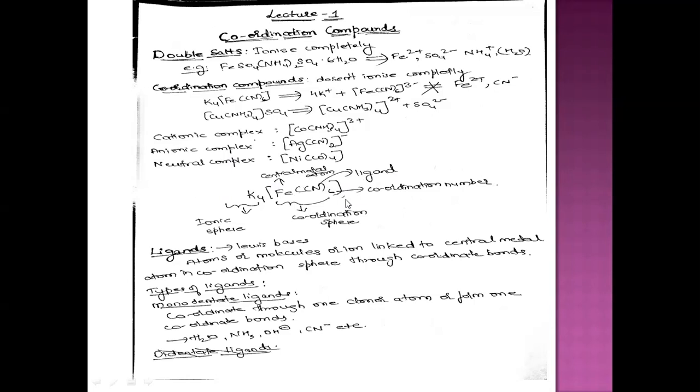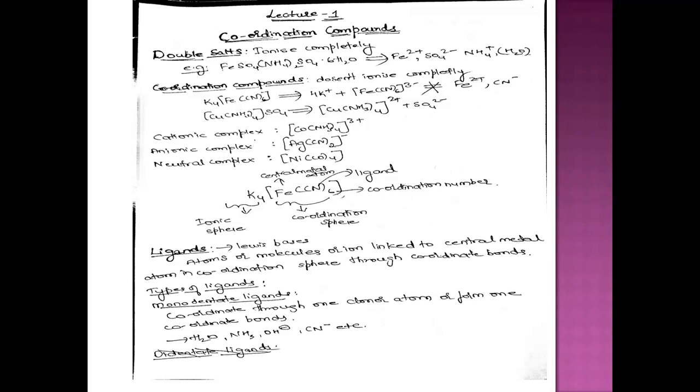So in the coordination sphere, the two major parts are the central metal atom and the ligands. The number of ligands constitutes the coordination number. If it's a monodentate ligand, you can directly write the coordination number as the number of ligands. But if it is a polydentate ligand, you will have a formula to calculate it. So this is how you explain the coordination compound: as a coordination sphere, ionic sphere, central metal atom, and ligand.